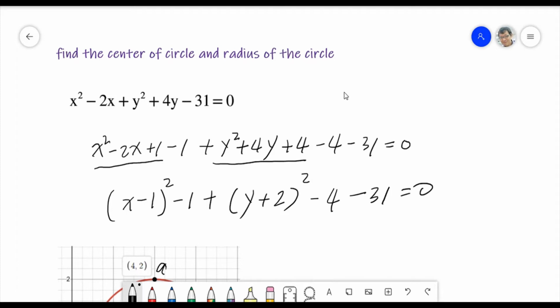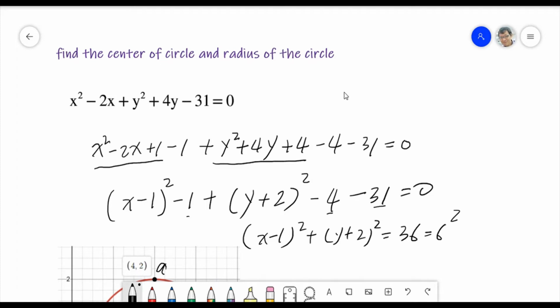Okay, so let's count in here. Negative 4, negative 1, negative 4, and the negative 31, so together they are negative 36. Am I right? So if negative 36 we move to the other side of the equation, it will be positive 36. So let's rewrite: x minus 1 squared plus y plus 2 squared equals 36. 36 is what? 6 squared, right?